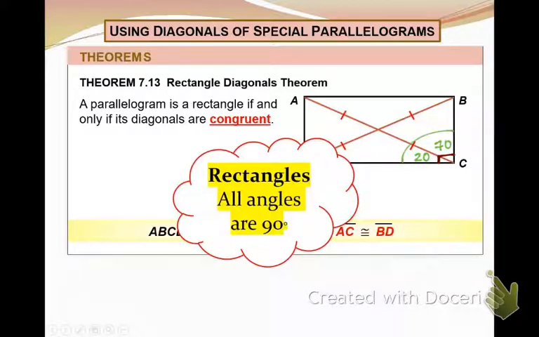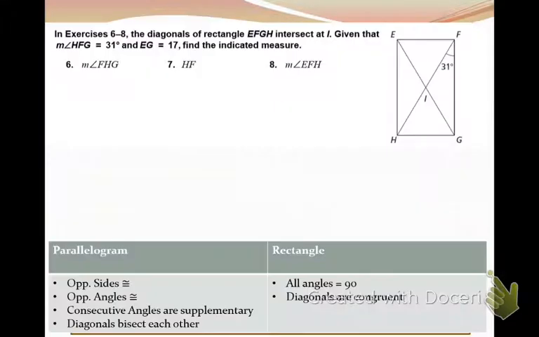So also keep in mind, just look at it. If I wrote this arc, does this slice of pizza look like it's the same slice as this one? It's not. So keep that in mind while you're looking at this. It is going to be to scale. So we're looking at number 6, 7, and 8. Given that HFG is 31 and EG is 17, find the indicated measure.